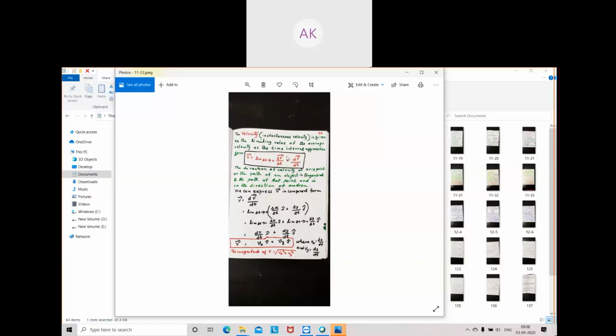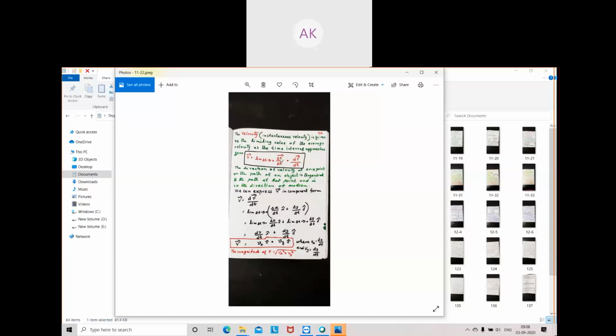This is displacement, this is time interval. Displacement by time interval, so that is the average velocity. And what is the limit given? Time interval tends to zero. When the time interval tends to zero, what is the average velocity? That is instantaneous velocity. So the equation for instantaneous velocity is: limit delta t tends to zero, delta r by delta t.